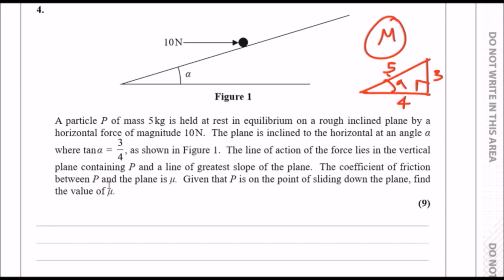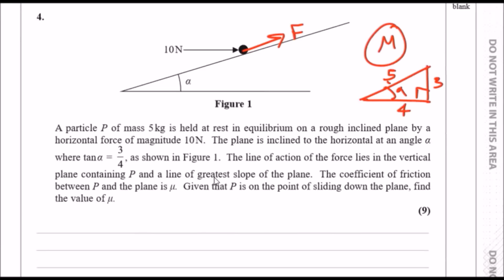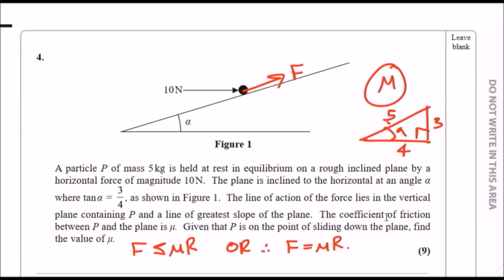Now the coefficient of friction between P and the plane is mu. Given that P is on the point of sliding down the plane, meaning there's some friction acting up the plane this way. So this is the friction value of F, where we can say that at limiting equilibrium, F is less than or equal to mu R. That's how we write it. Or, just to make our life easy, for the sake of the question, the maximum value F is equal to mu times R. So the coefficient of friction times the reaction of the plane, where the reaction is always perpendicular to the plane itself.